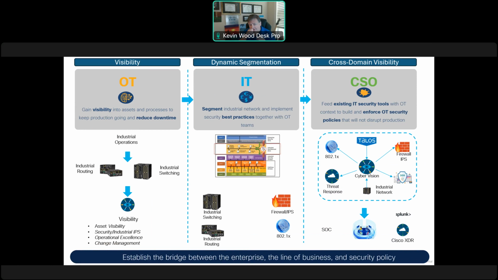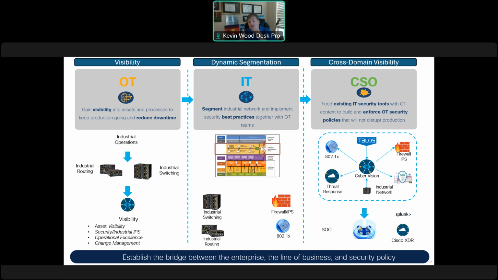Now, if we look at this, there's three main groups of roles that we have. The OT world, which really is concerned about visibility in the assets and knowing what's out there and keeping production running, taking the downtime out of the equation. They are your industrial operators. They handle the industrial switching, industrial routing at some points, depending on where the demarcation is. But they want to know where the assets are, what they're doing, and if they're up, down, those type things.